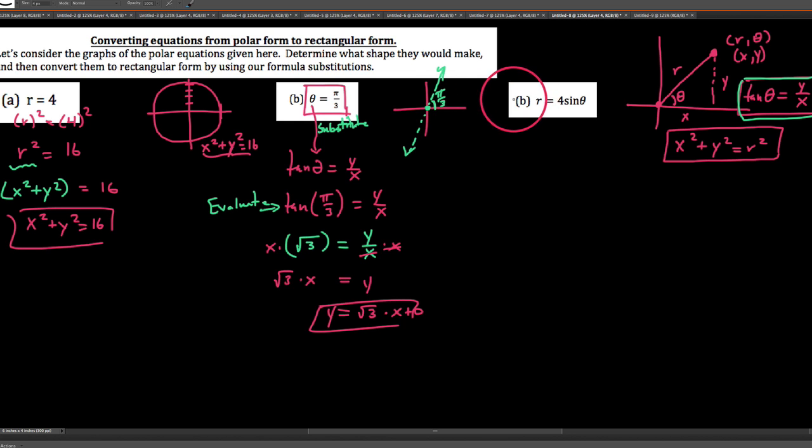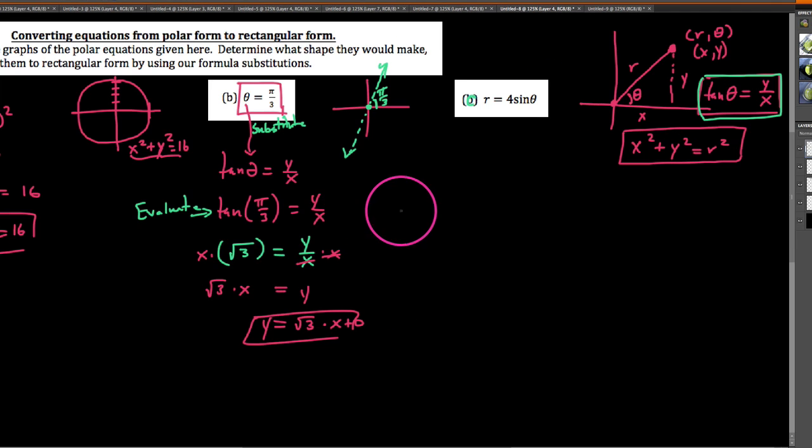Excuse me. So in this last example here, this should be letter C, we have r equals 4 sine theta. Because this is what we have, again, we ask how could we relate r to x's and y's. If we look at this example right here, we see r equals 4 sine theta. We want to rewrite this in terms of x's and y's as well.